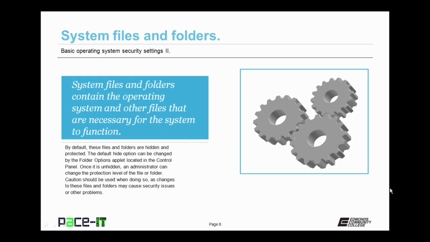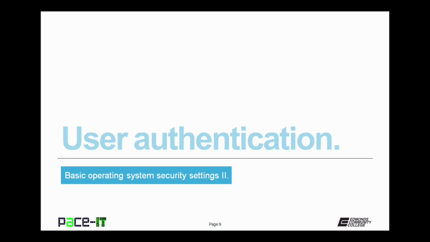Now let's talk about system files and folders. System files and folders contain the operating system and other files that are necessary for the system to function correctly. By default, these files and folders are hidden and protected. This default option can be changed by the Folder Options applet located in the Control Panel. Once they are unhidden, an administrator can change the protection level of these system files and folders. That should be done with caution, as changes made to these files and folders can cause security issues or other problems.